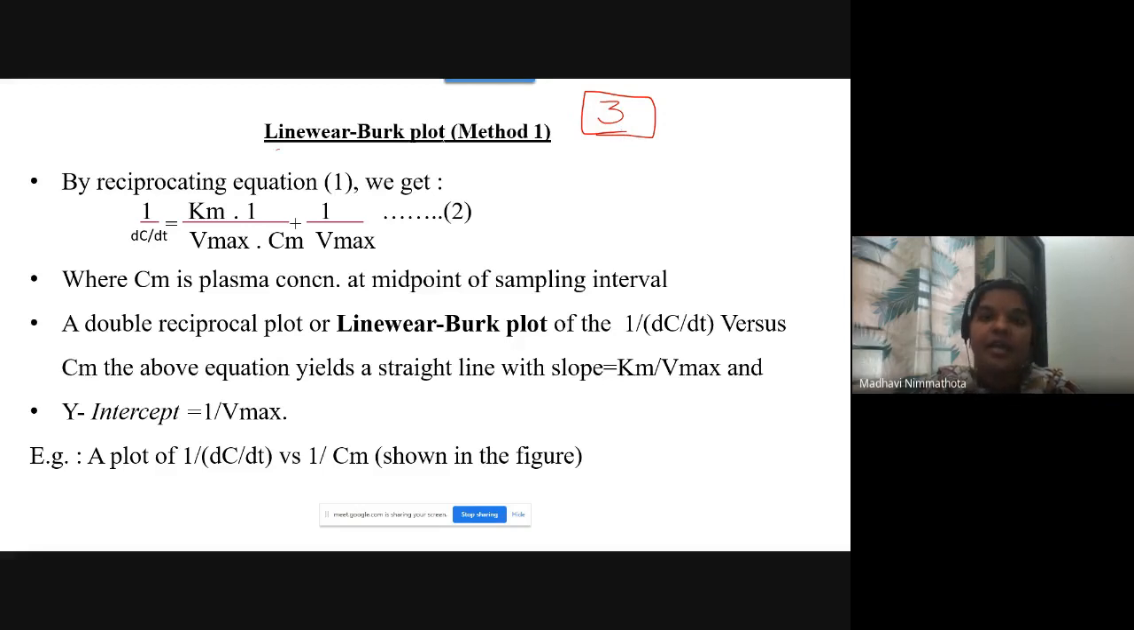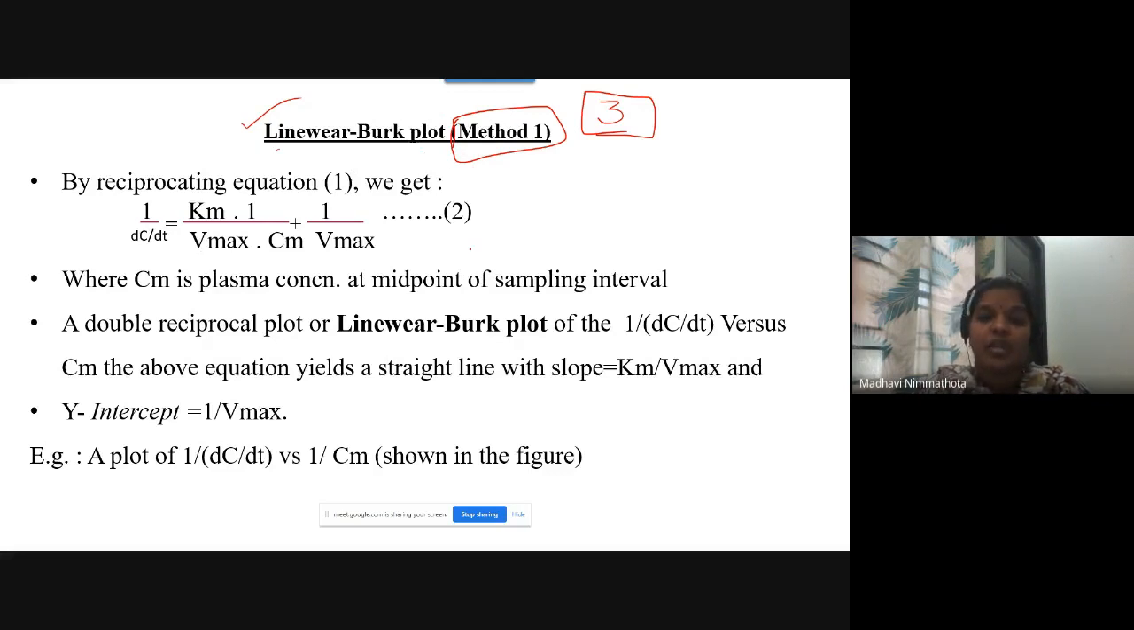Under that I am going to discuss the first method. So the first method is the linear Burke plot. This is an alternative method to estimate Km and Vmax. So this is the first method.